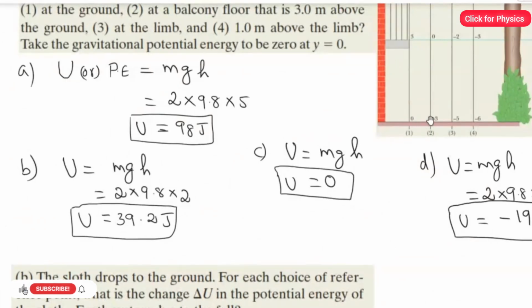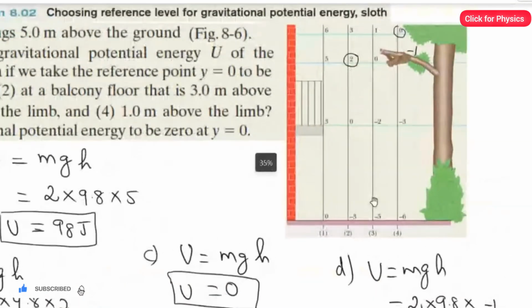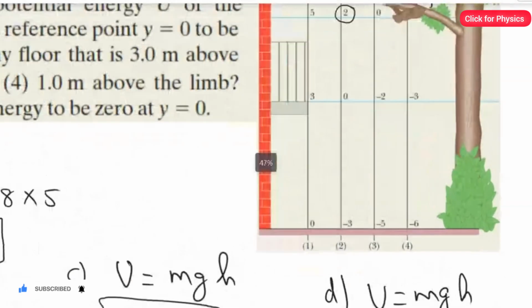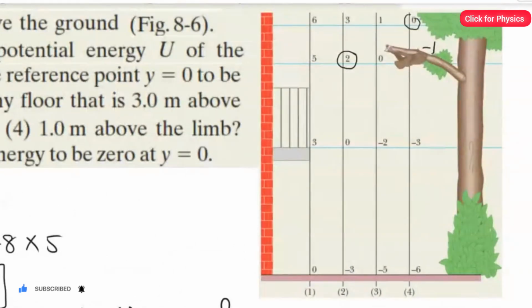Why? Because here is the ground, this is for the balcony, this is for the limb position, and this is for above the limb. So we have to consider the first line. When you read this question: the sloth now drops to the ground. For each choice of reference point, what is the change in potential energy of the sloth-Earth system due to the fall? I will magnify this figure one more time. You can see the sloth is initially at 5. The initial position is 5, which is h initial, and the final position is the ground position, which is 0.